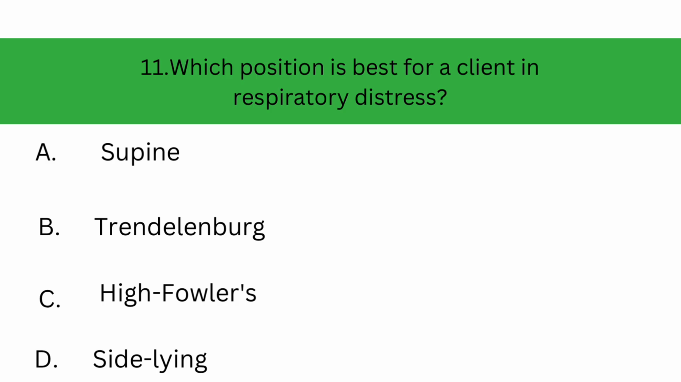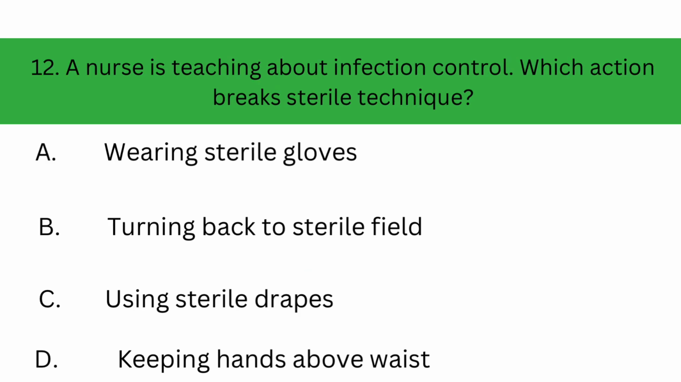11. Which position is best for a client in respiratory distress? A. Supine. B. Trendelenburg. C. High Fowler's. D. Side lying. Correct answer: C.